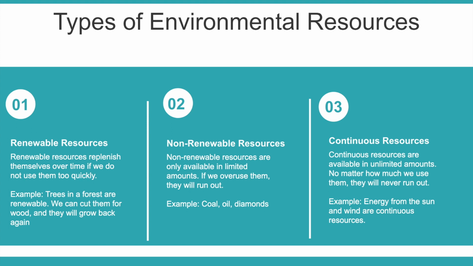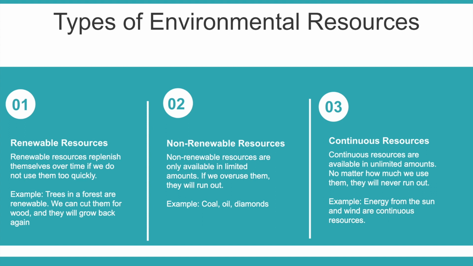So there are three main types of environmental resource. The first one is one that I was talking about before, renewable sources such as air, wind and water. Renewable resources replenish themselves over time if we do not use them too quickly. So therefore they are able to regenerate, and more of it is able to be created if we don't overuse it.